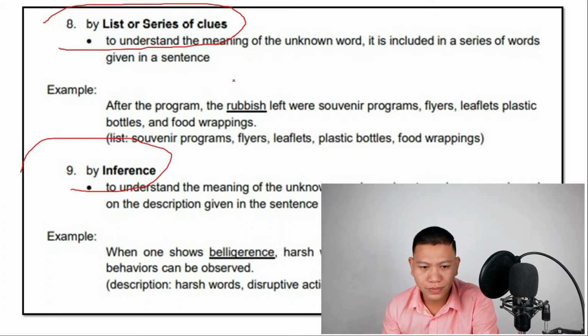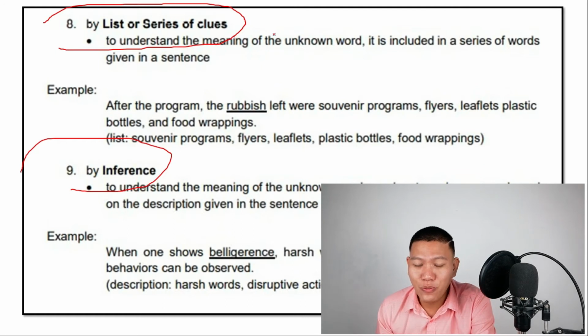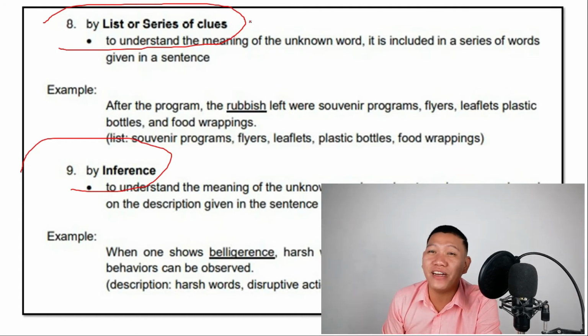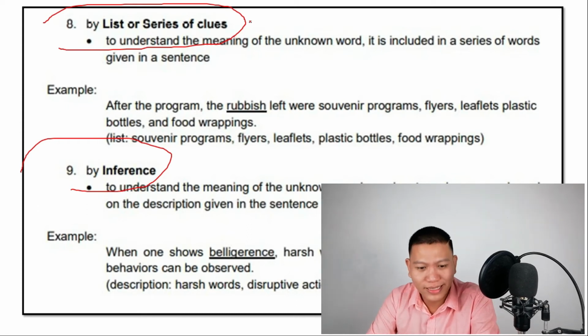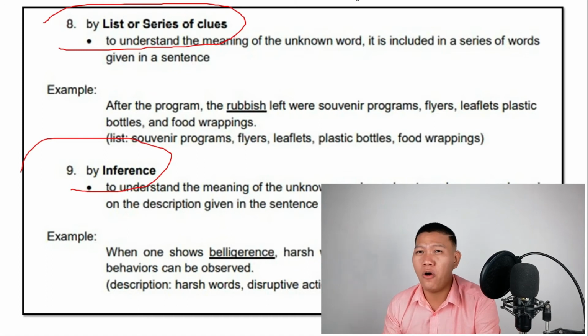Okay. Number 9, by inference. To understand the meaning of the unknown word, one has to make a guess. So when we say inference, we are guessing, we are making hula. So we are guessing based on the description given in the sentence. When one shows belligerence, harsh words, disruptive actions, and offensive behaviors can be observed. So what does this mean? So when we say belligerence, the descriptions are harsh words, disruptive action, or offensive behavior. Oh, it's bad. It's very bad.